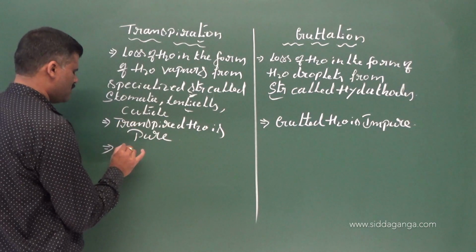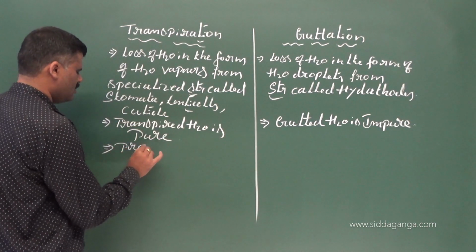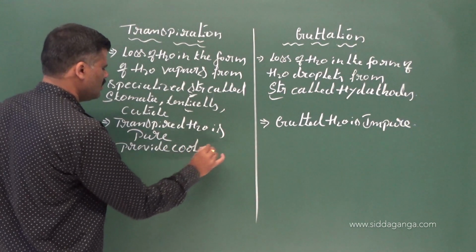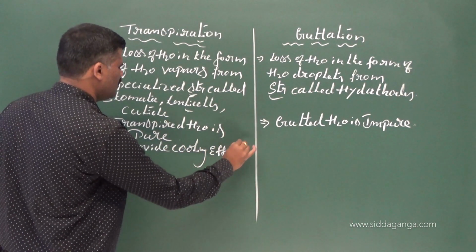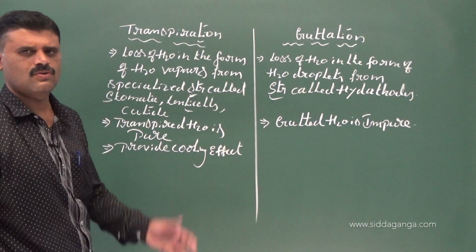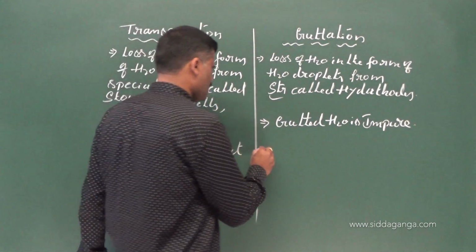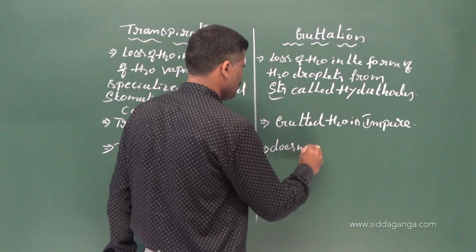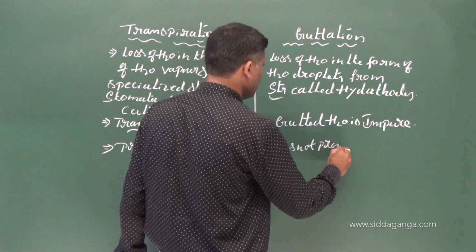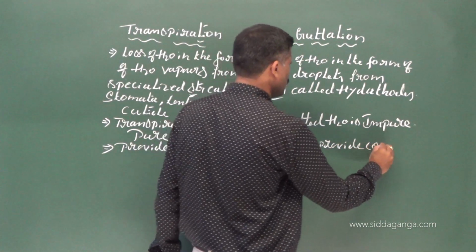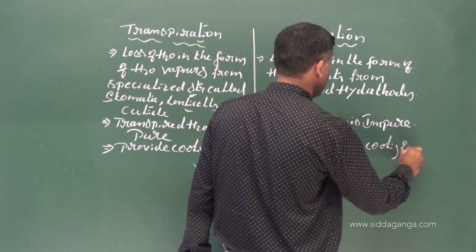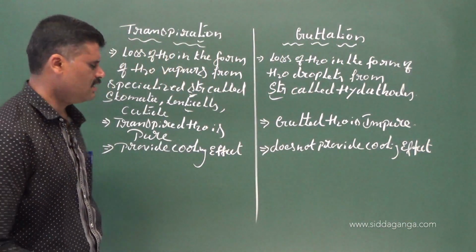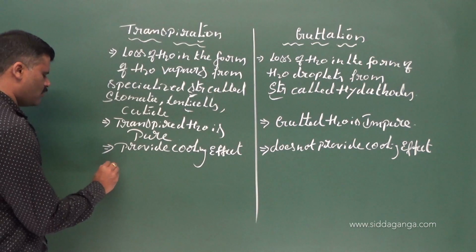Then the transpiration provides cooling effect to the plant body and also to the surrounding environment, whereas guttation does not provide cooling effect, does not offer any cooling effect to the environment and also to the plant body.